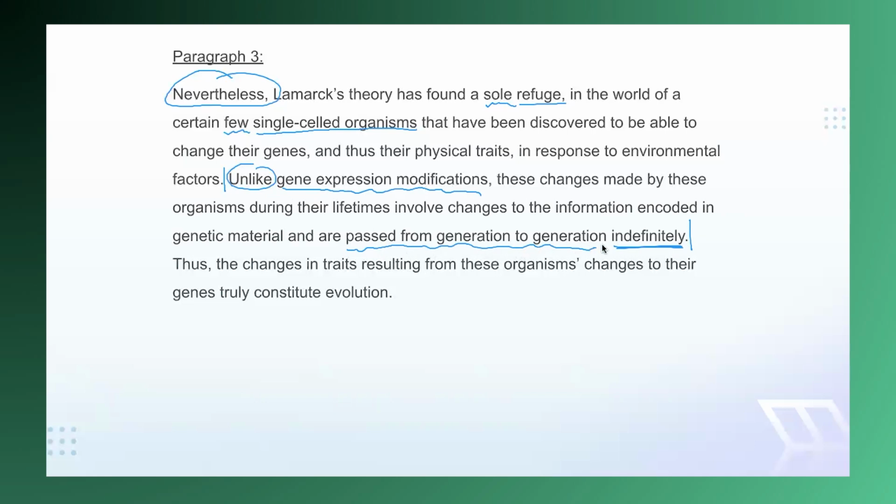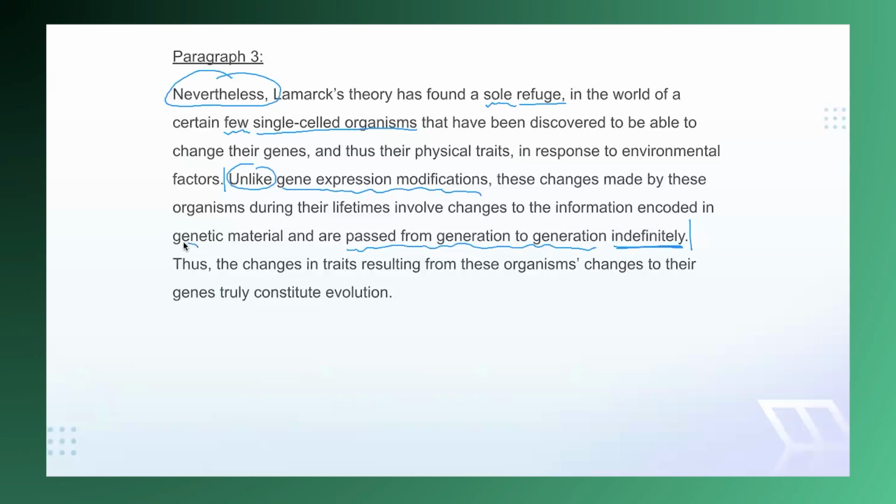Passed from generation to generation indefinitely. Now, we haven't seen the word indefinitely before, but we've seen its opposite. In the previous paragraph with gene expression modifications, we saw that traits were passed from generation to generation and then stopped after a few generations, right? And then they disappeared. This is the opposite. Well, we know from the previous paragraph that the fact that those traits stopped and disappeared was the reason that gene expression modification was not considered evolution, right? And that's why it didn't support Lamarck's theory. So maybe this means that this is evolution and does support Lamarck's theory?